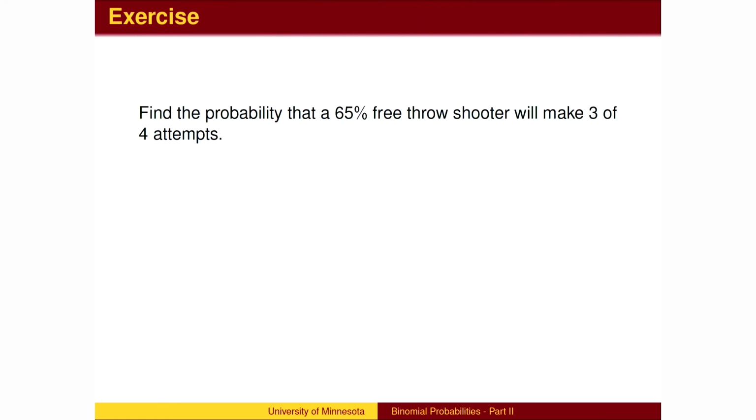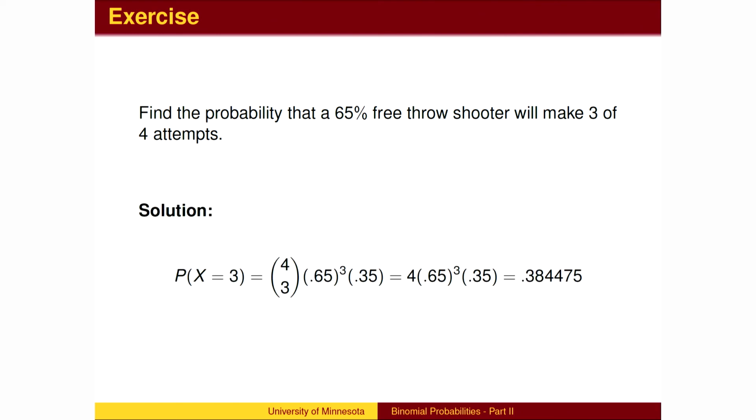Here's an example. You may wish to pause the video to work out the answer. There are 4 choose 3 or 4 possible strings. 3 shots are made with 65% probability and 1 missed with 35% probability for a total of 38.45% chance.